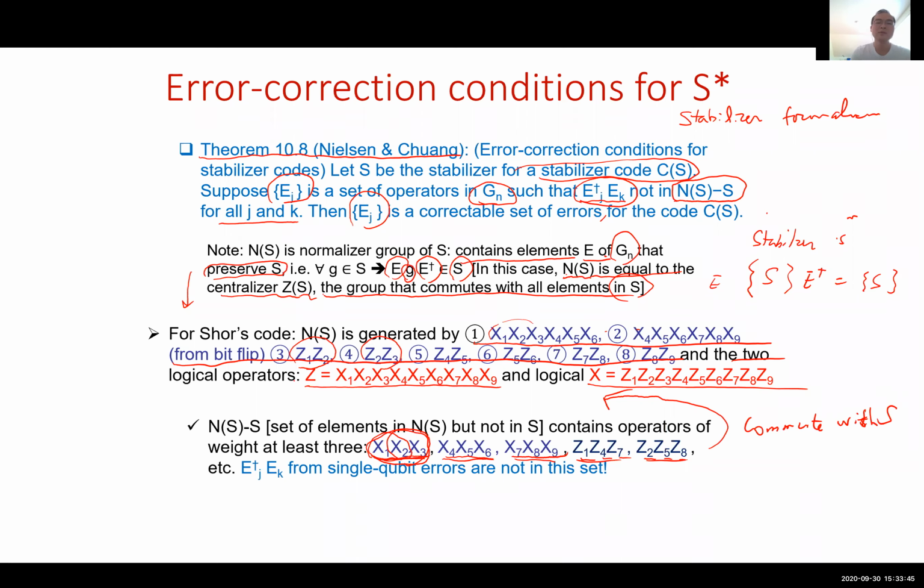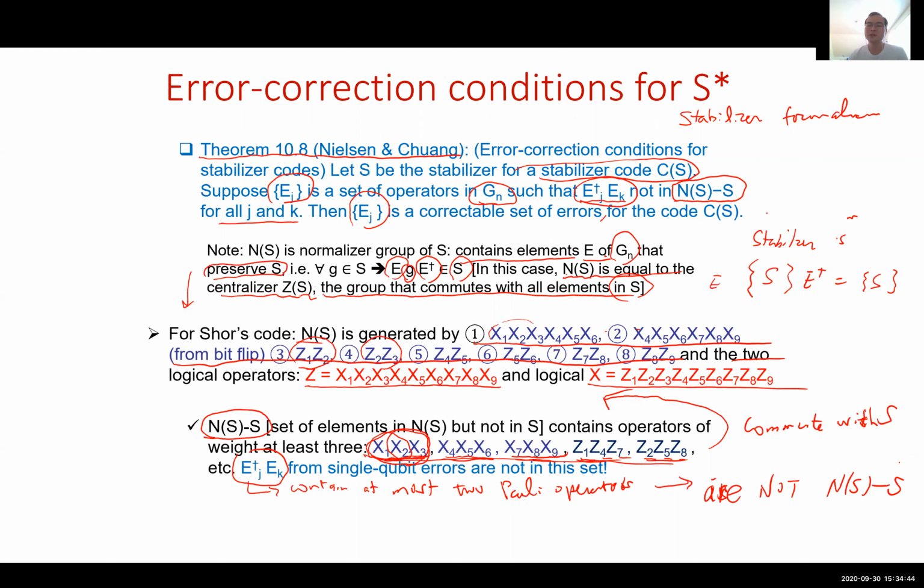Okay. So of course, NS would contain S itself, but removing S from that set, you're left with these products of 3. And so the combination E dagger J E K, they are single qubit, so it can only contain at most 2 Pauli operators. Therefore, this set, let me just say R, the set of these elements, are not in NS minus S.